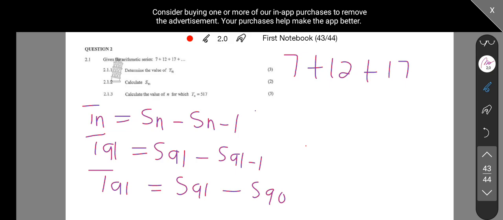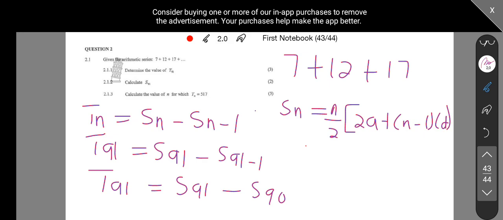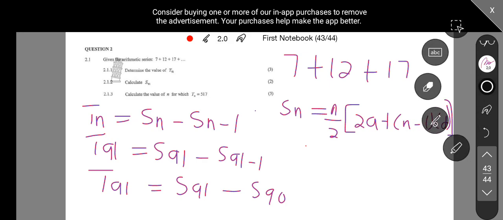So, first of all, we must know what is the formula for the sum. Well, the formula says that Sn is equal to, because it's an arithmetic, we're going to use the sum of an arithmetic, that is n over 2 multiplied by 2a plus n minus 1 multiplied by the difference between consecutive terms. So, what we're going to do here, we must know what is the value of a and what is the value of d. Because they've said that it's an arithmetic, we know that.